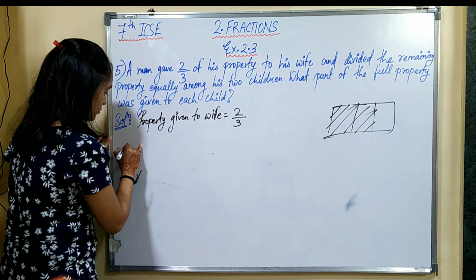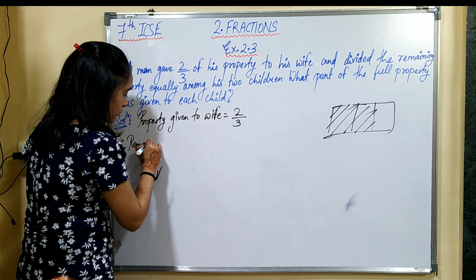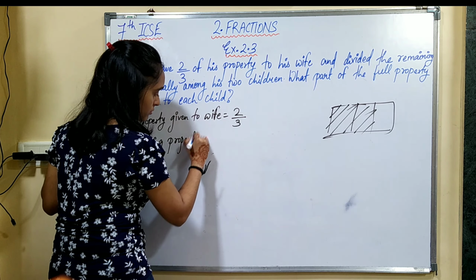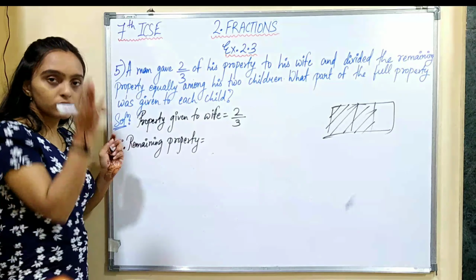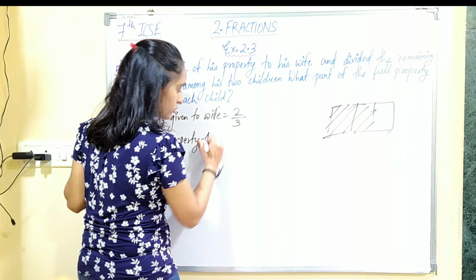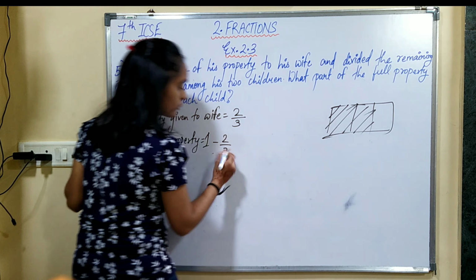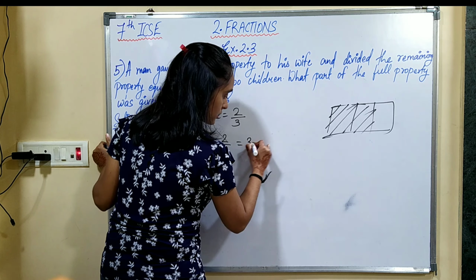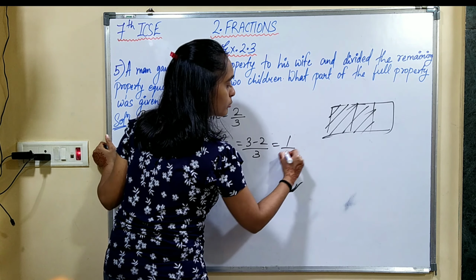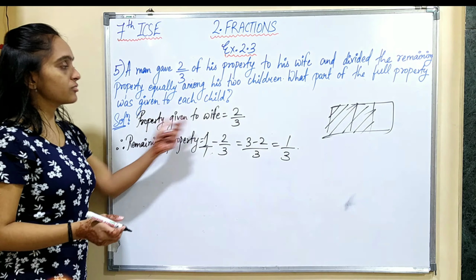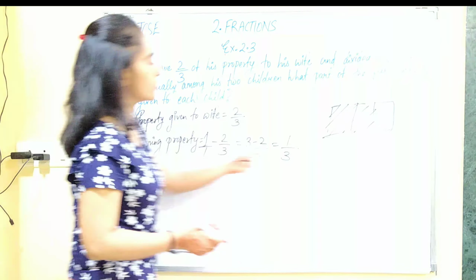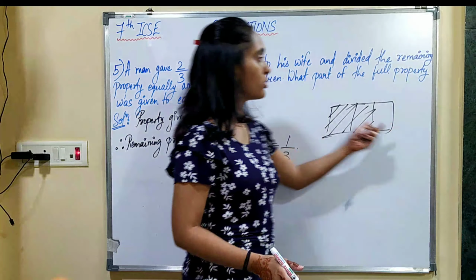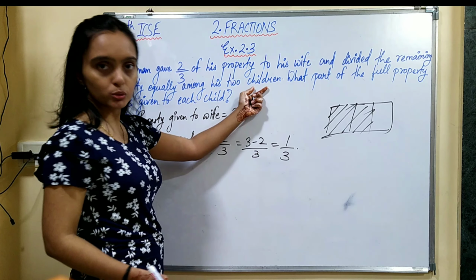and divided the remaining property. So therefore remaining property will be, so total means it was a whole property. So out of whole, that is 1 minus 2 upon 3. So 1 means 1 upon 1. So it will be 3 minus 2 upon the whole 3. 3 minus 2 upon 3. So it will be 1 upon 3. So that is, after giving the property to his wife, the property left with him was 1/3, and this 1/3 property was divided into half between his 2 children.